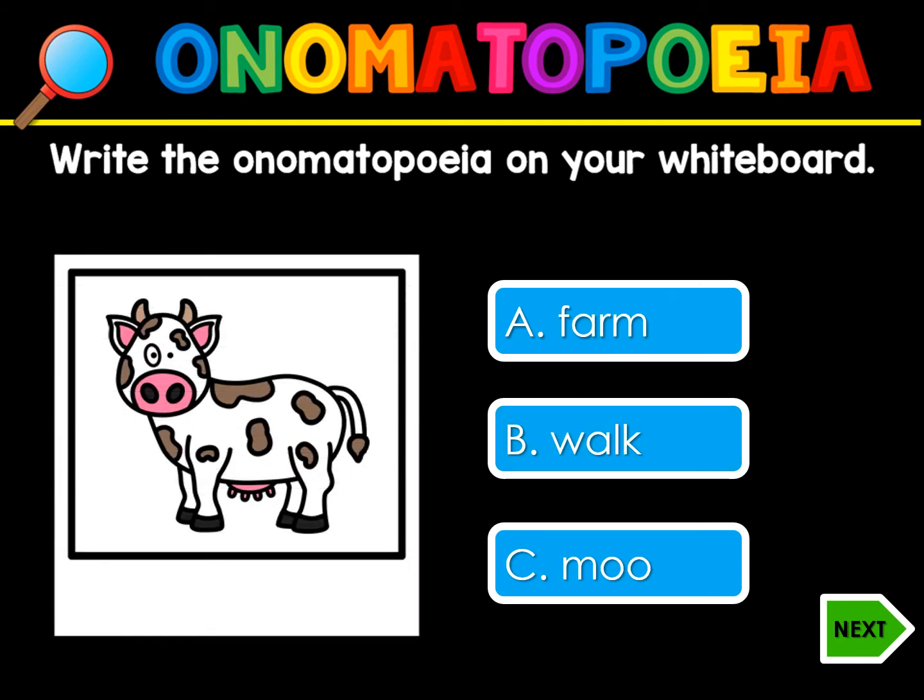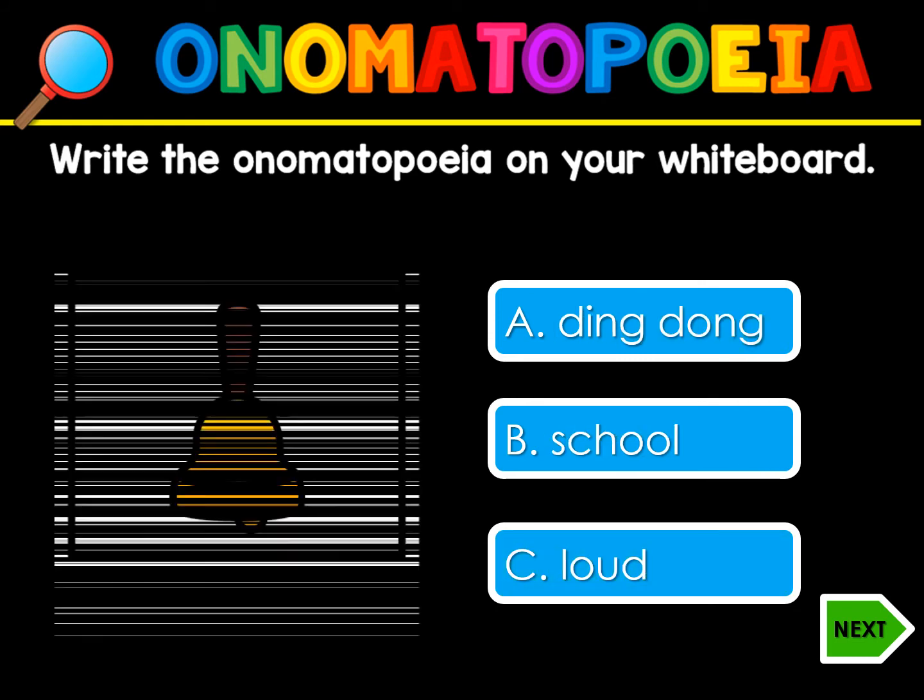Here we have a cow. Well, that's easy. What sound does a cow make? A, farm, B, walk, or C, moo? That was easy. C, moo.